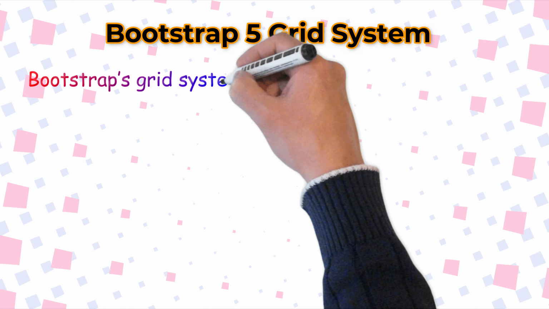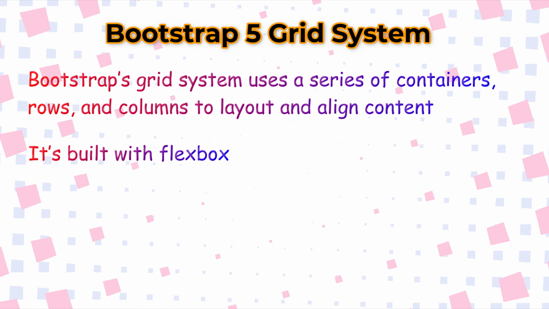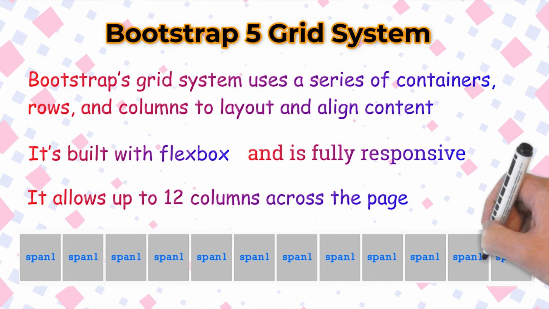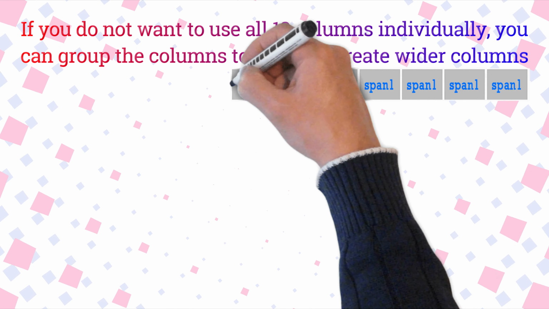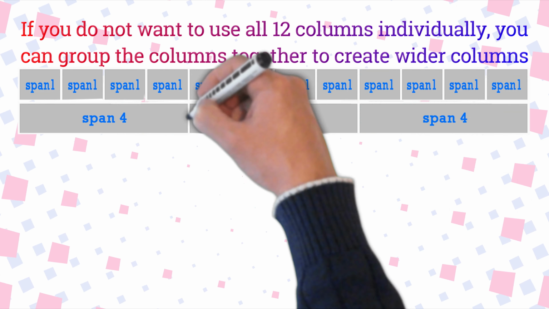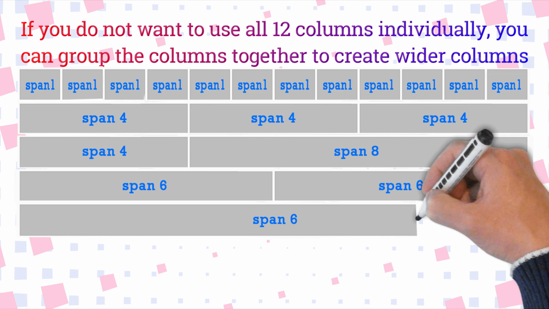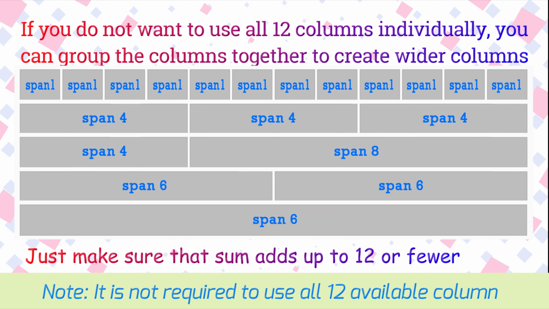Bootstrap grid system uses a series of containers, rows, and columns to lay out and align content. It is built with Flexbox and is fully responsive. It allows up to 12 columns across the page. If you do not want to use all 12 columns individually, you can group the columns together to create a wider column. As the grid system is responsive, the columns will rearrange automatically depending on the screen size. Just make sure that the sum adds up to 12 or fewer.